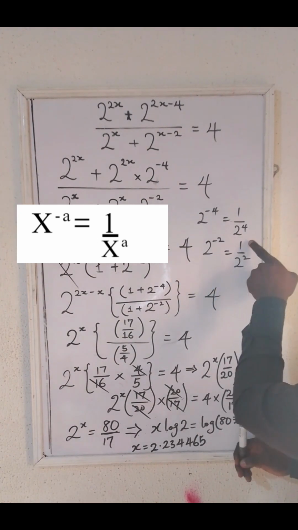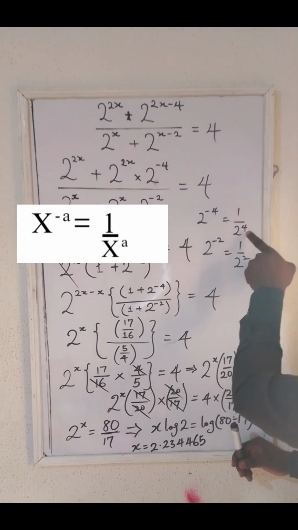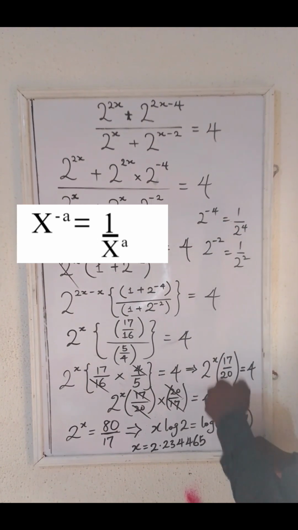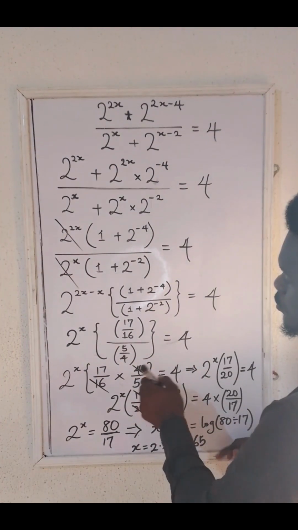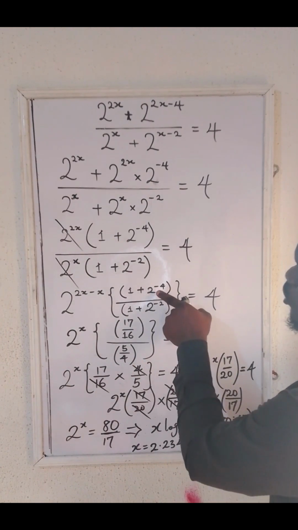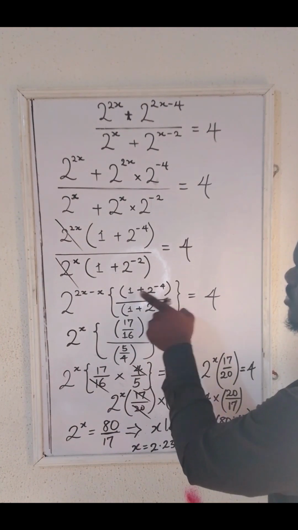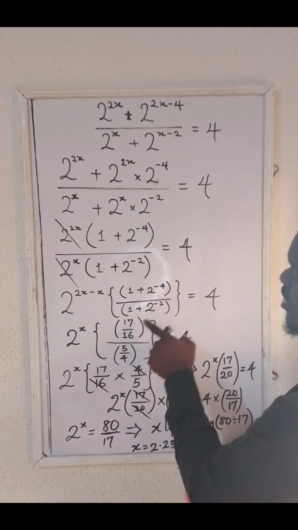So you can see this is 1 over 4 and this is 1 over 16, because 2 to the power of 4 is what? It is 16. Let's move on to the next. So that was how it was simplified. So this is 1 over 16 automatically. So 1 over 16 plus 1, you get 17 over 16. This is 1 over 4.